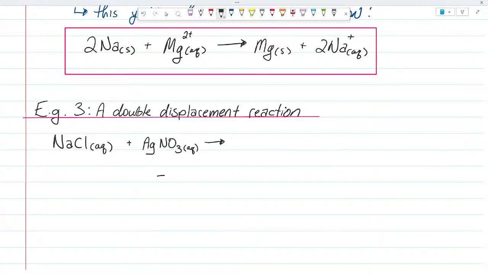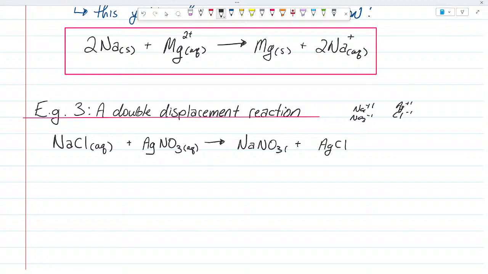And what did this react to form? What happens in a double displacement reaction? Good. And sodium takes a charge of +1, nitrate takes a charge of -1, so this would just be NaNO3. And what's the other product going to be? Silver chloride. And silver takes a charge of +1, and chloride takes a charge of -1, so that will be AgCl.